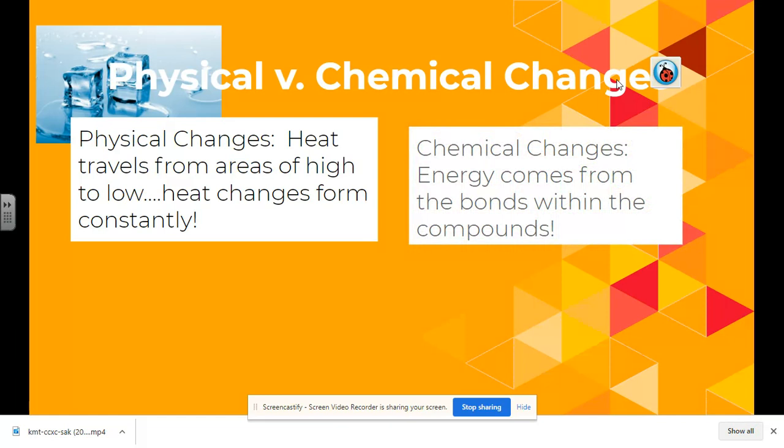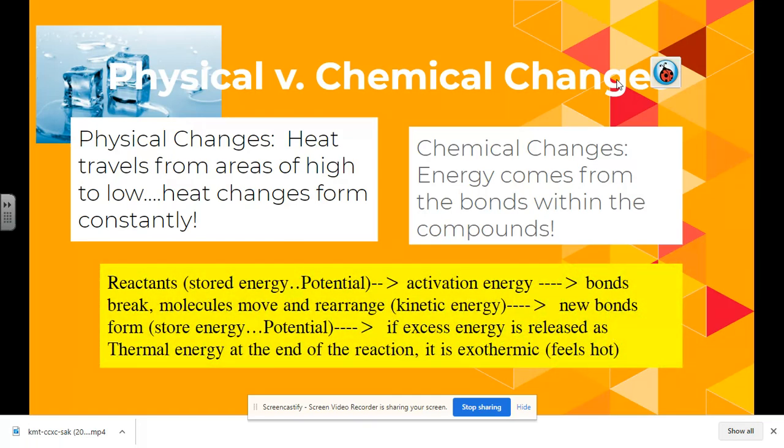Well, chemical changes can also occur, and you can have endo or exothermic reactions. Last week, whenever we took that metal and dropped it into cold water, we were looking at a physical change, and at how heat traveled from the metal to the water. This week, we're going to start talking about chemical changes, and just know the energy comes from the bonds within the compounds. That's where stored energy is.